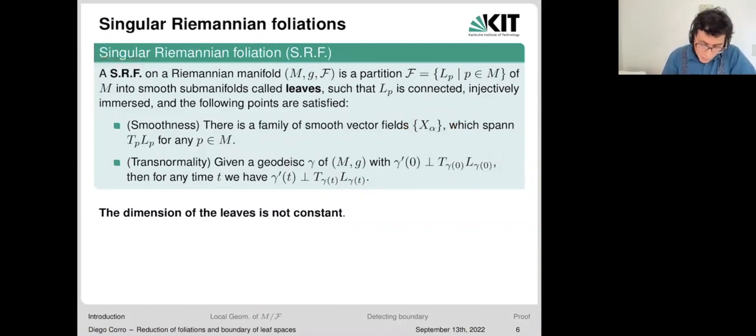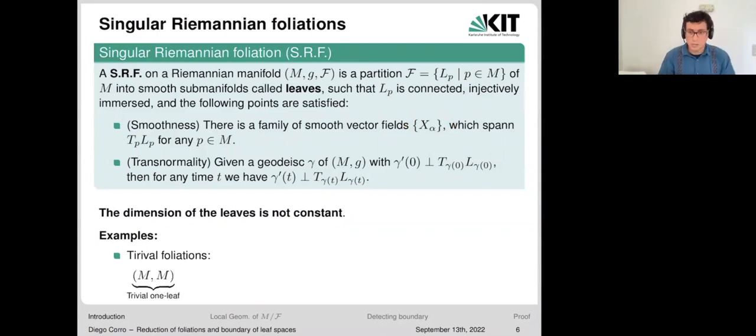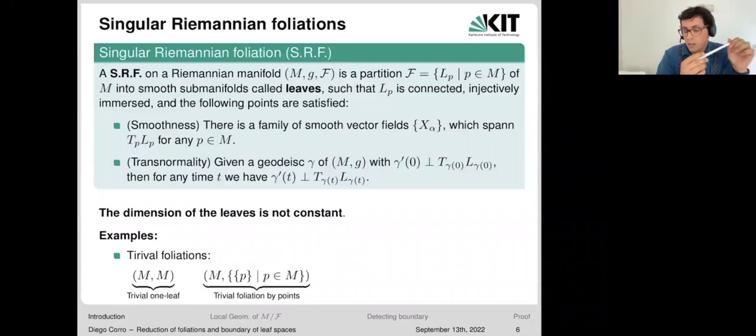And the first examples I'm going to give you are the trivial ones. So maybe we did not split our space at all, and we still get a singular Riemannian foliation with respect to any Riemannian metric. And this one is called the trivial one-leaf foliation. And the second trivial case is when we split the manifold too finely, so each leaf corresponds to only one point. And this is known as the trivial foliation by points. So both of these trivial foliations will play a role later on. But now let's pass on to more interesting examples.